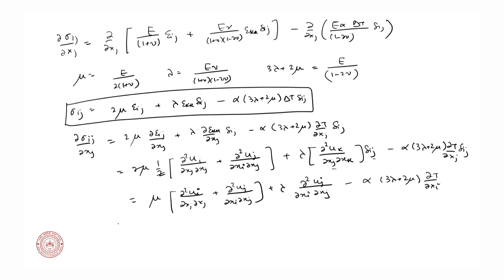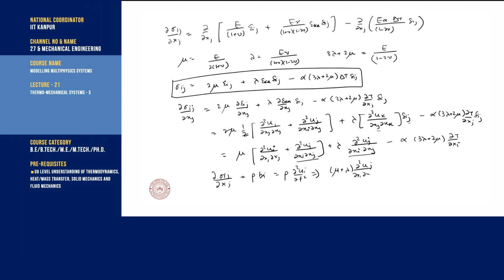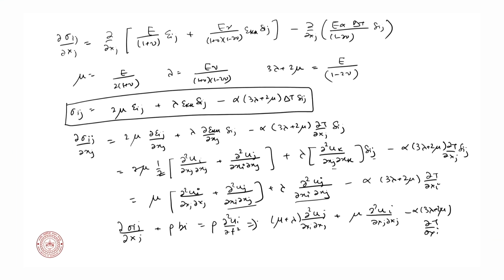So, we can say in short that ∂σij/∂xj plus ρbi equals ρ ∂²ui/∂t² can be written as, now we can club this term with this term, which will have (μ+λ) ∂²uj/∂xi∂xj plus μ ∂²ui/∂xj∂xj minus α(3λ+2μ) ∂T/∂xi plus ρbi equals ρ ∂²ui/∂t². That is the final expression that we get.